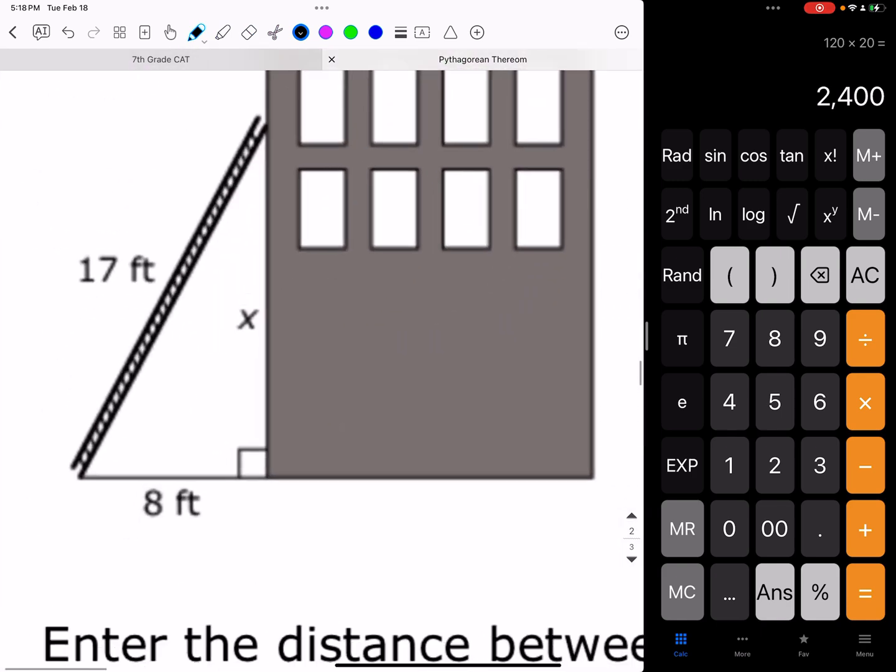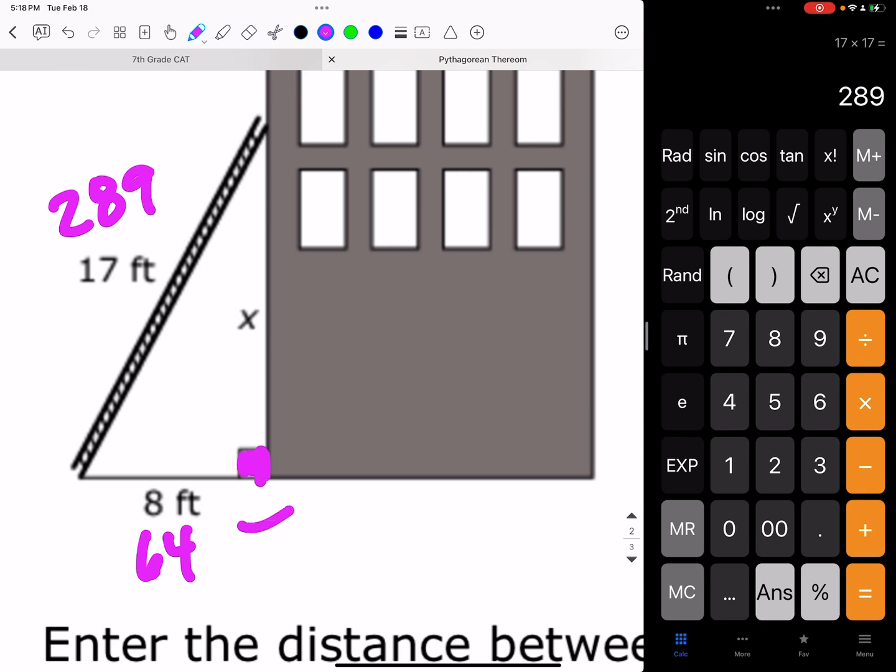All right, over here, let's see, turn them into pink. 8 times 8 is 64. 17 times 17 equals 289. I do not add these together because the box is here. These two I add together. So 289 minus 64 equals 225. Then you take the square root of that, and the answer is 15.